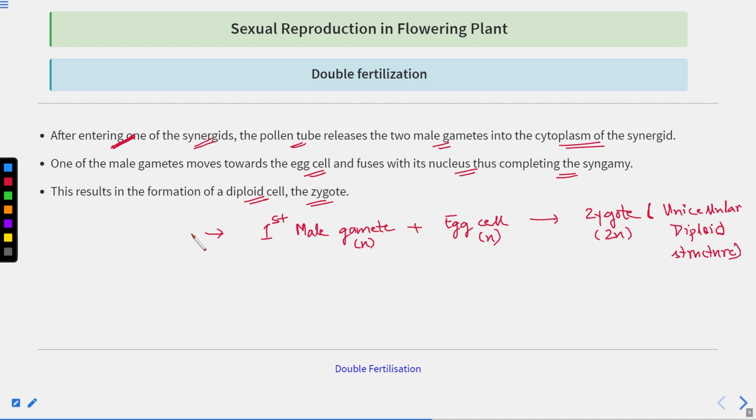Clear? Now this is known as syngamy. Syn means fusion. The fusion of the 2 gametes is happening here. Okay, this is known as fertilization also. Fertilization is also the union of the 2 gametes. Here we are calling it syngamy. The fusion of the first male gamete with the egg cell is known as syngamy, and this results in the formation of the zygote, which is a diploid structure. Clear?